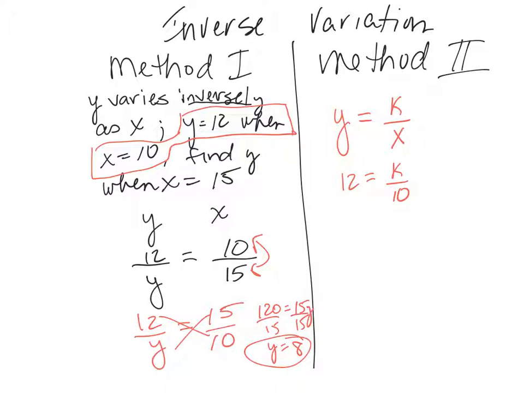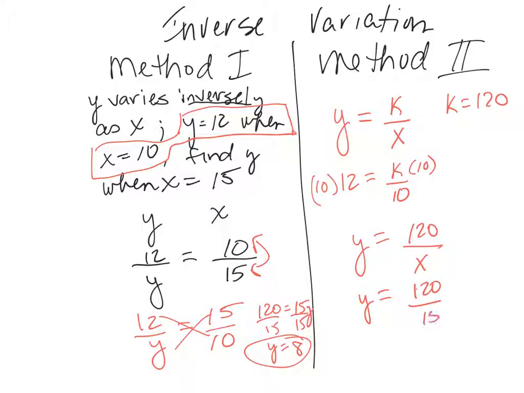And how do we leave the k alone? We multiply both sides by 10. So k equals 120. Does everybody see that? And now we put k into the equation. Y equals 120 over x. And we use our incomplete set of information. Find y when x is 15. So y equals 8. Either way, you get the same answer.